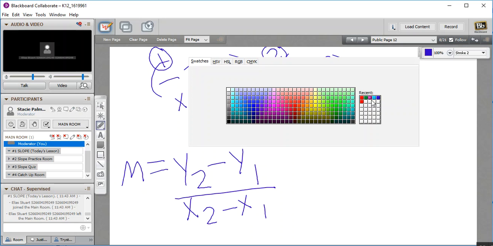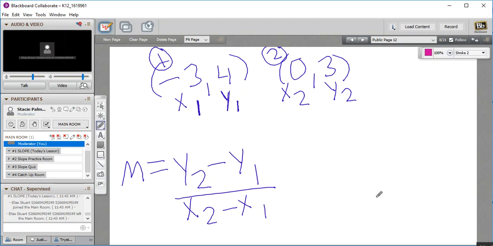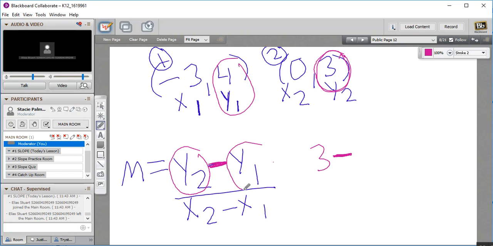So once we have our points labeled, all we have to do is plug into this formula. We have to write this formula exactly like it is, so we don't change anything about it. We only replace the things that we know. So instead of the y2, we know the y2 is a 3. Okay, the y of our second point is a 3. Then we have a minus sign in our formula, so we have to put in our minus sign. Then we have a y1, so our y1 is going to be 4 over.